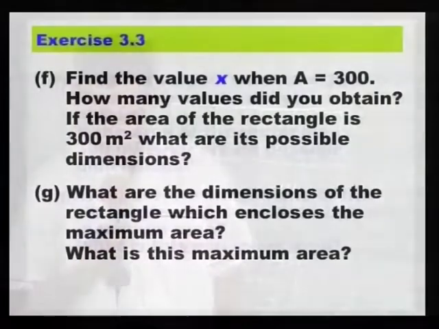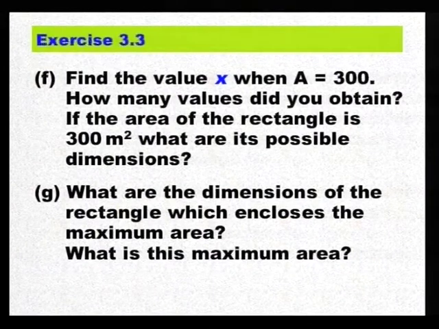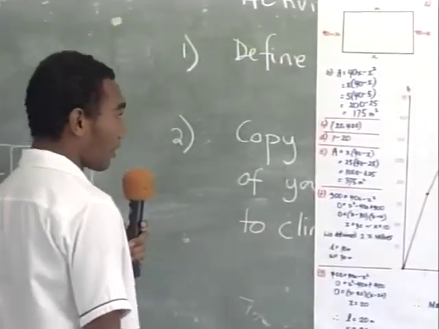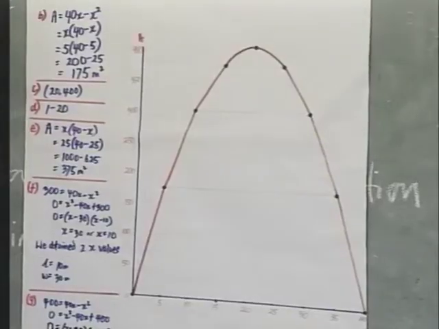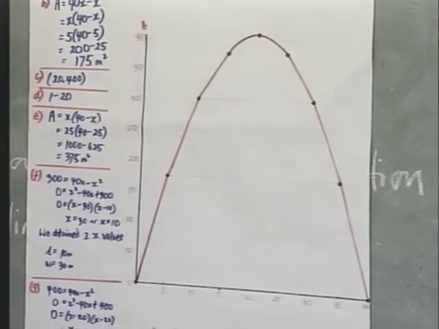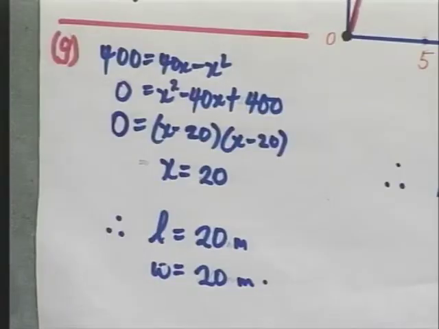The question reads, what are the dimensions of the rectangle which encloses the maximum area? What is this maximum area? As you can see from the graph, the maximum area is 400. So if we substitute 400 into this equation, we get 0 equals x squared minus 40x plus 400. We factorize the equation, get (x minus 20) times (x minus 20). Therefore, x equals 20. So the length would be 20, and the width would also be 20.